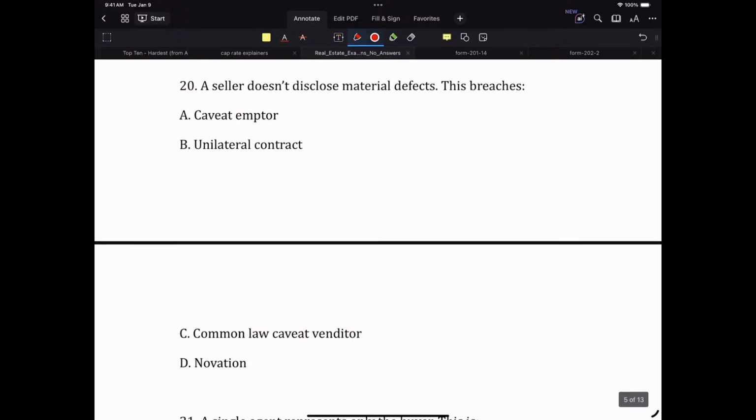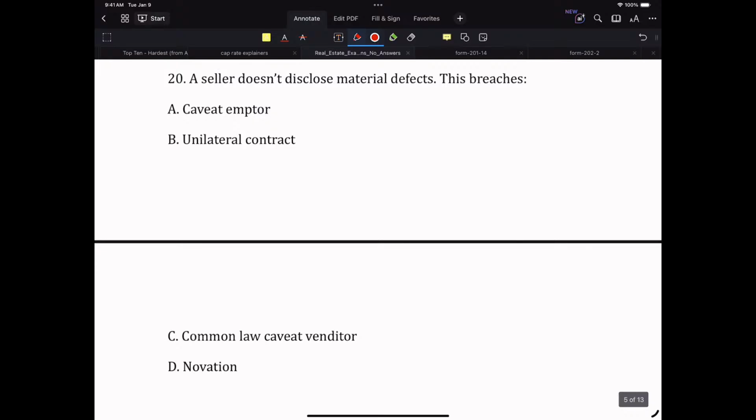Ooh, let's see if we can put this on one page. A seller doesn't disclose material defects. This breaches, is it A, caveat emptor, B, a unilateral contract, C, common law caveat venditor, or D, novation? Ugh. I don't know if I like this question, but what do you all think it is? How are we feeling about this? Well, are there any that we can get rid of? So let's talk through this one. E, she said E.